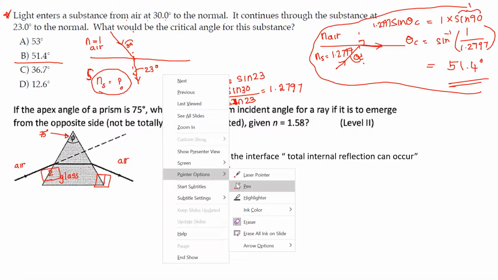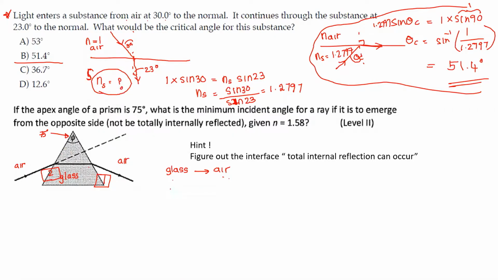So this problem is not hard if you can figure out the angles. Angles is the hard part in this problem. So let's draw a prism and figure out what is happening. This is 75. Like I said before, this is your determining surface.